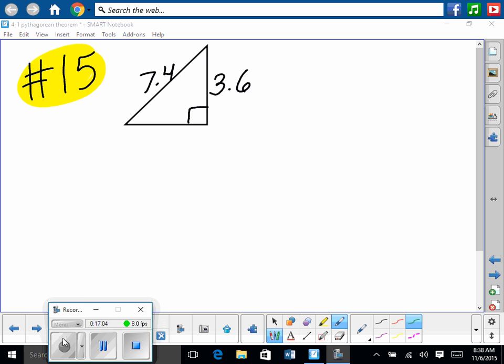Looking at number 15, does your triangle start with decimals? So you're okay to do decimals in this one. So once again, rule of thumb, if it does start with decimals, if that triangle originally had decimals, then decimals are fine as an answer.